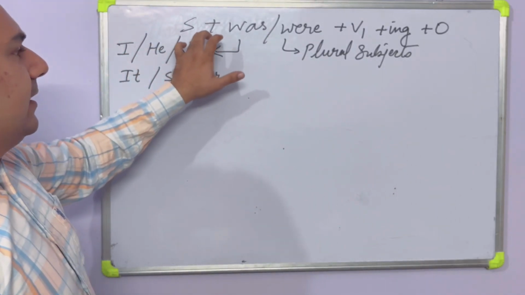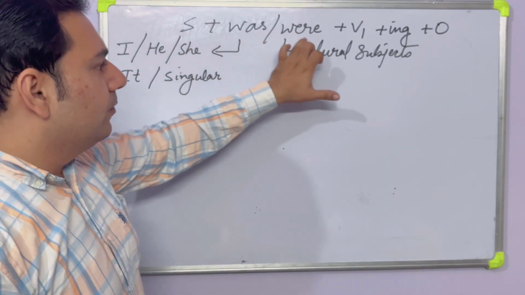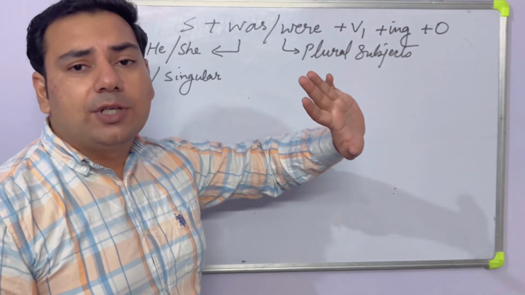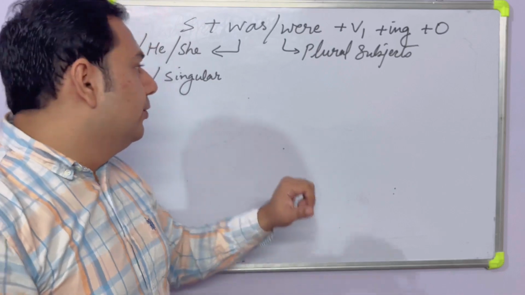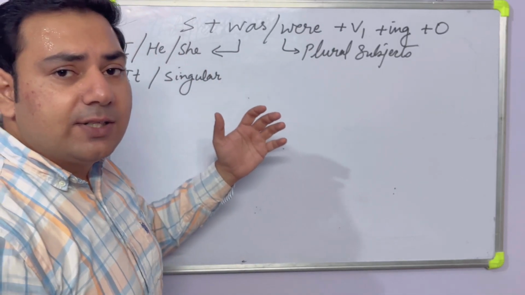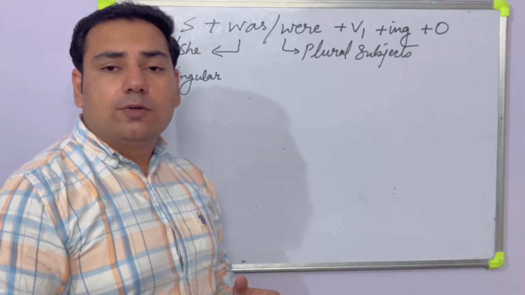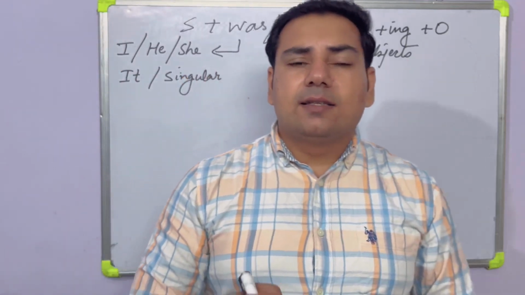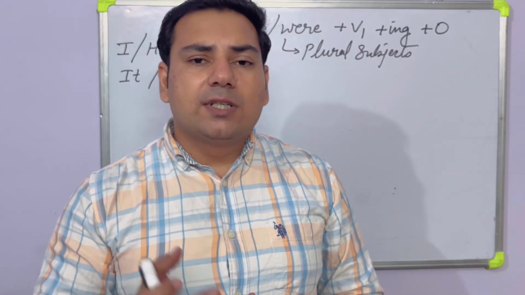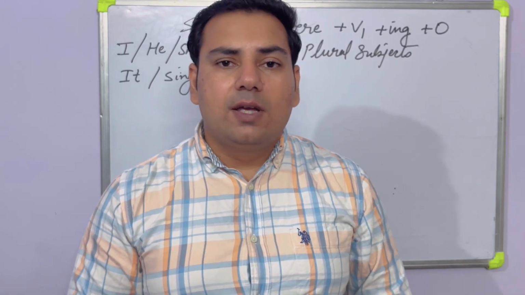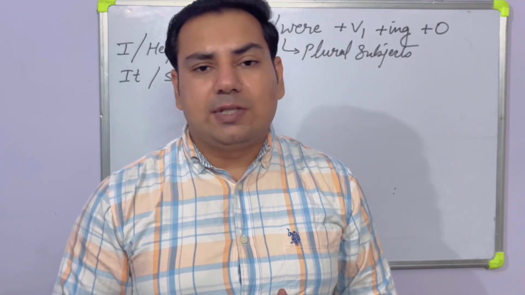Now keep that in mind that the structure is subject, was or were, first form plus ing, and then the object. Now where was and were will be used, was will be used with I, he, she, it, or any singular subjects, and were will be used with all the plural subjects. So they are very easy. In reality, this is the easiest part. Present continuous, past continuous, and the future continuous. You can easily make sentences. I feel that you won't be making any mistakes in that.